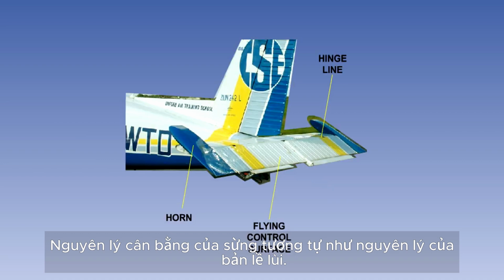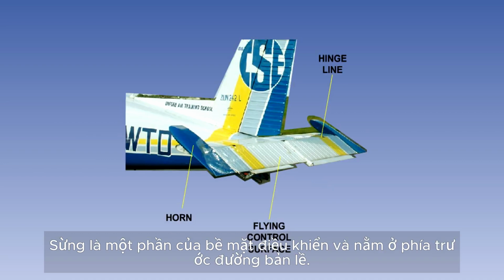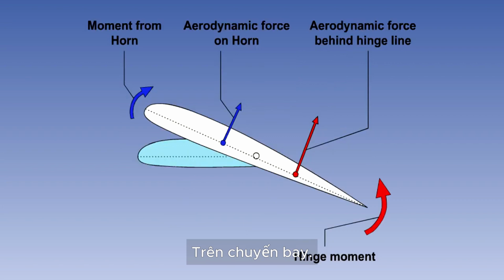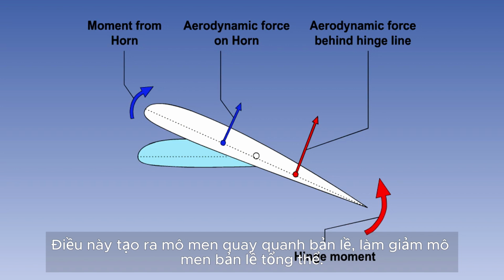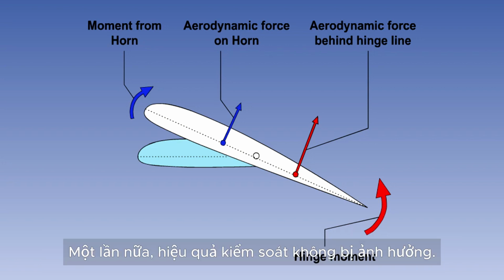The principle of horn balance is similar to that of the setback hinge. The horn is part of the control surface and is forward of the hinge line. In flight, when the control surface is displaced, as shown in the diagram, aerodynamic forces will be generated both fore and aft of the hinge line. This produces turning moments about the hinge, reducing the overall hinge moment. Once again, control effectiveness is unaffected.